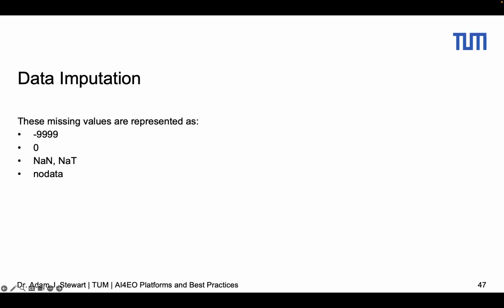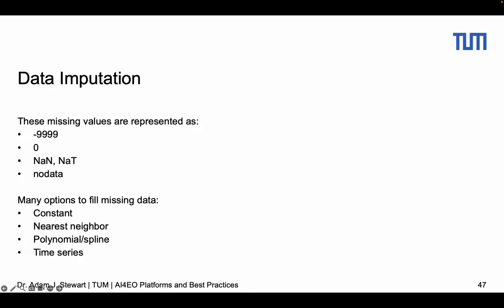When you have missing values in your data, they might be represented in very different ways. So always check your file. Usually GDAL info will tell you what the no data value is. It might be represented as negative 9,999. It might be represented as 0. In NumPy or Pandas, it might be represented as not a number or not a time, or it's also referred to as a no data value. But these all mean the same thing. It's just some value in our image where we don't know because there is no information.